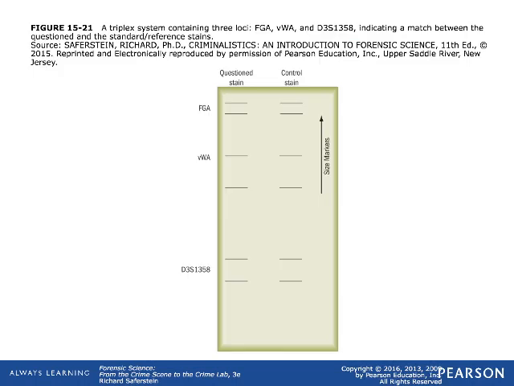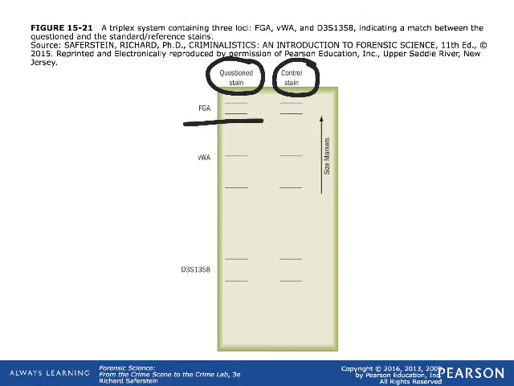Here's a triplex, so there's 3 STRs. So we have a question stain, and we have the control stain. And when we run these on a gel, I have to explain all that to you. You're going to get size markers. So you'll have a control on here.